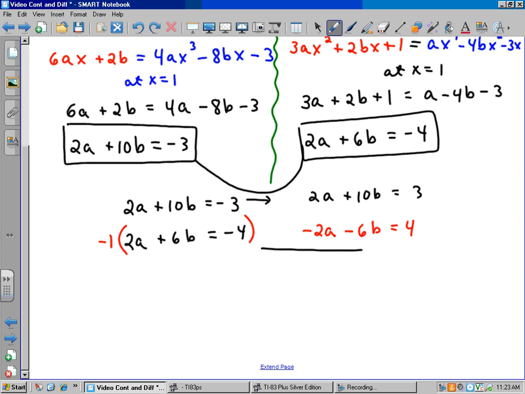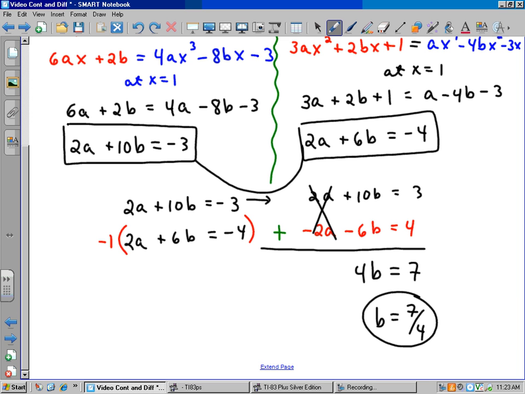And the reason why I'm not going to touch that is because now when I add these two equations together, these are going to cancel. And I have 4b equals 7. So b equals 7/4. Not pretty, but that's the answer, right? All right, and that's for b. I also needed a, so now I can go back to any of these equations, and I could just substitute in 7/4 for b.